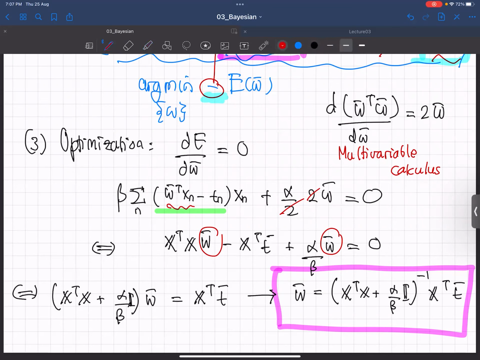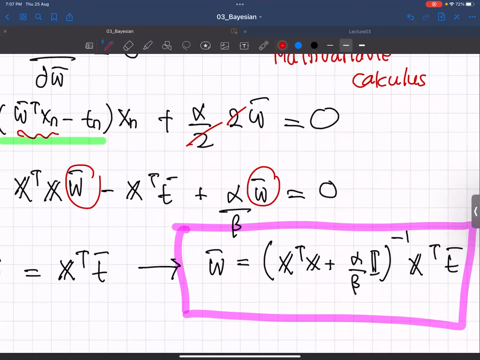Right, so now let's check the dimensionality first. What is the dimension of W bar? M by 1, so everything here on the right has to be M by 1. So what is X transpose? Anyone remember? T bar is N by 1, right? So here X transpose should end up with N by M. This one we know is M by N, and this one is N by M. So in the end, it is M by M.